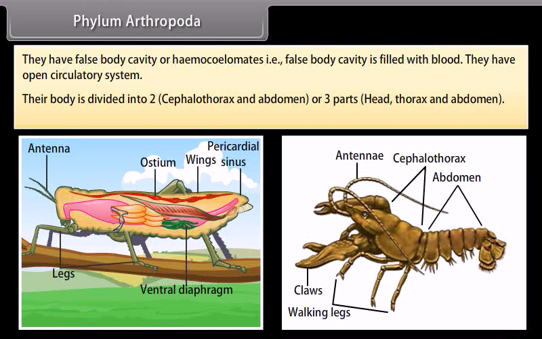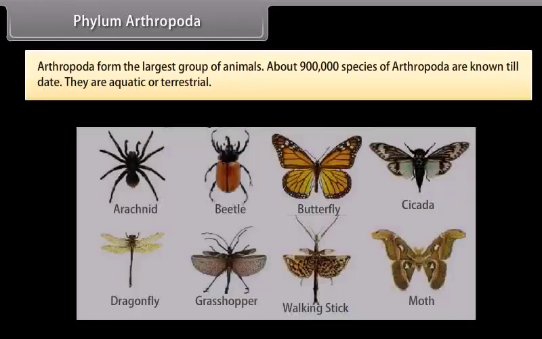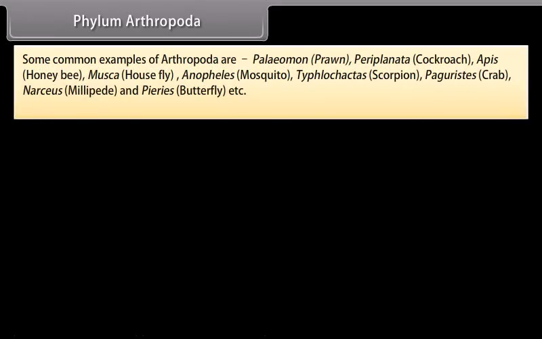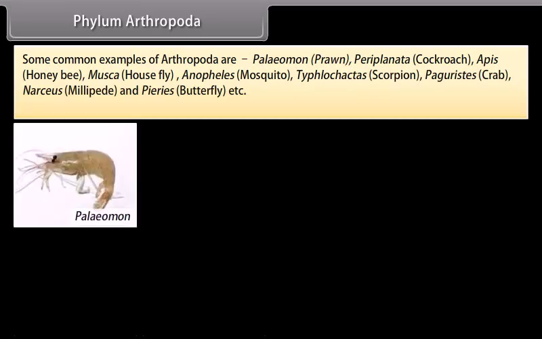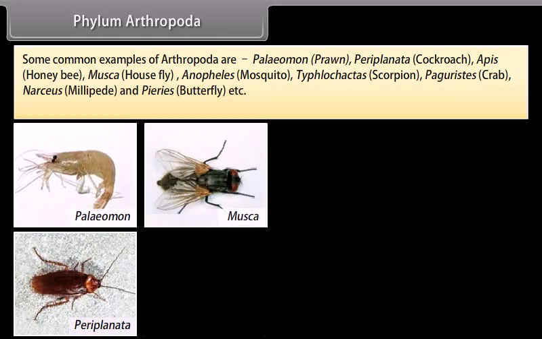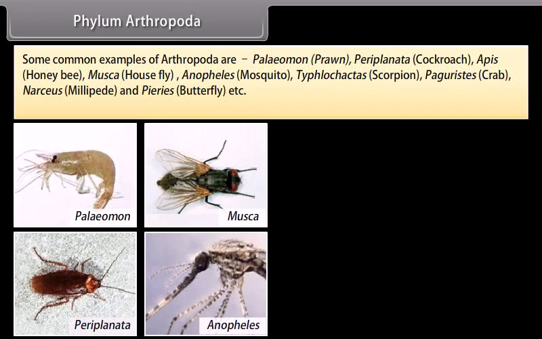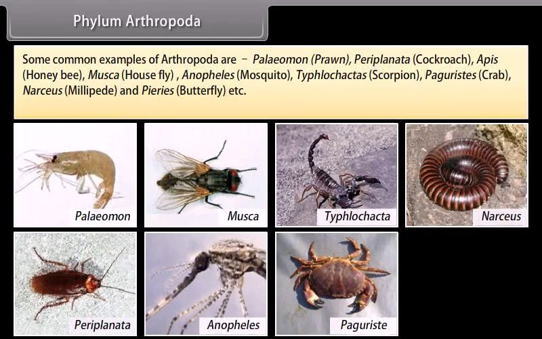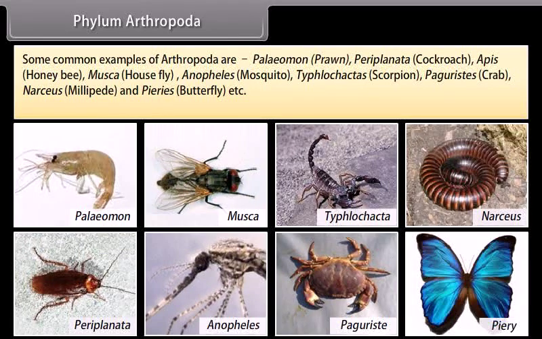Their body is divided into two parts, cephalothorax and abdomen, or three parts, head, thorax, and abdomen. Arthropoda form the largest group of animals, about 9 lakh species of Arthropoda are known till date. They are aquatic or terrestrial. Some common examples of Arthropoda are Palaemon, prawn, Periplaneta, cockroach, Apis, honeybee, Musca, housefly, Anopheles, mosquito, Buthus, scorpion, Paguristes, crab, Narceus, millipede, and Pieris, butterfly, etc.